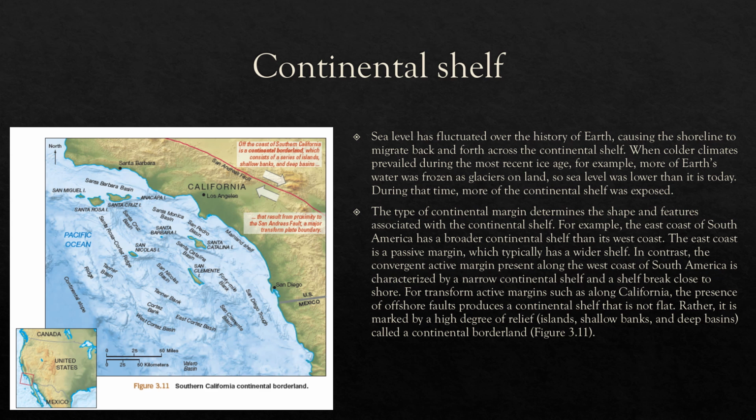So we have active margin, we have passive margin, and then we have transform active margin. This picture here is a transform active margin of California. You can see the transform San Andreas fault going in there. This transform active margin consists of a broader shelf area, and not only shelf, we have lots of islands also present in this.